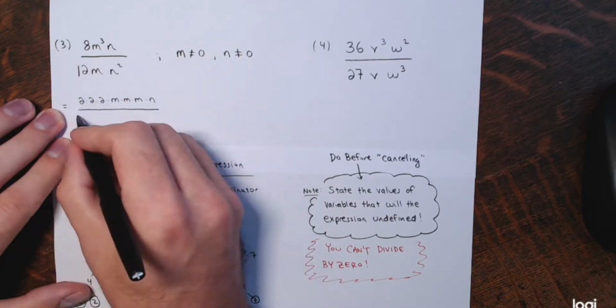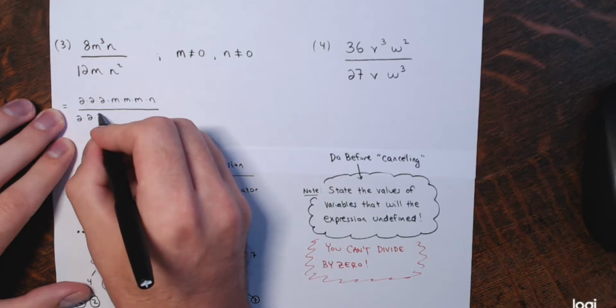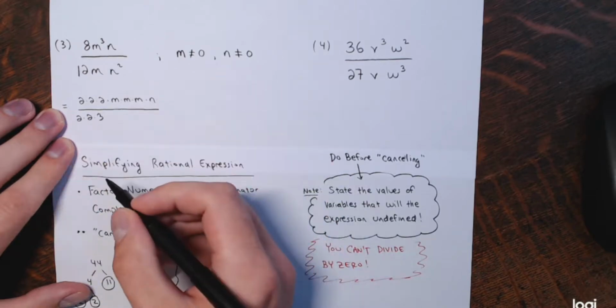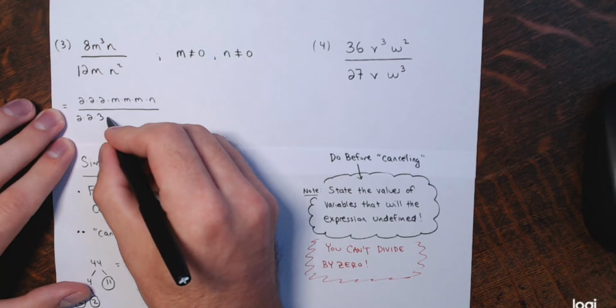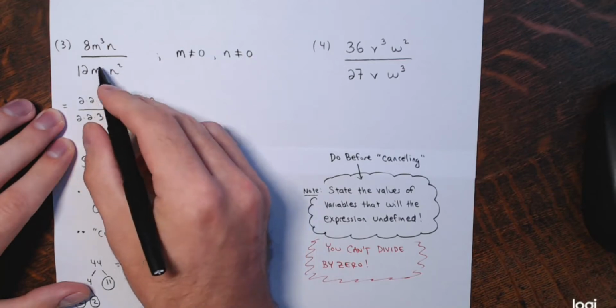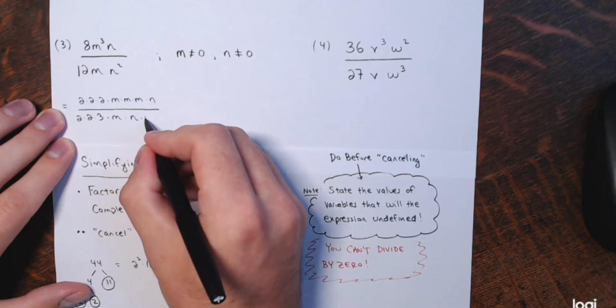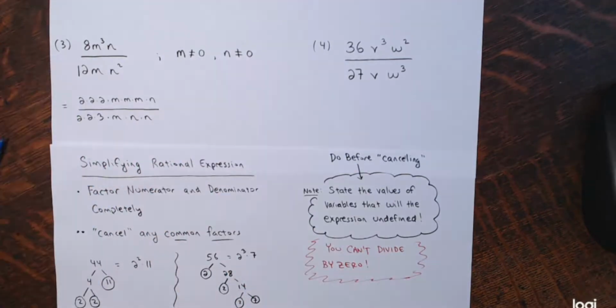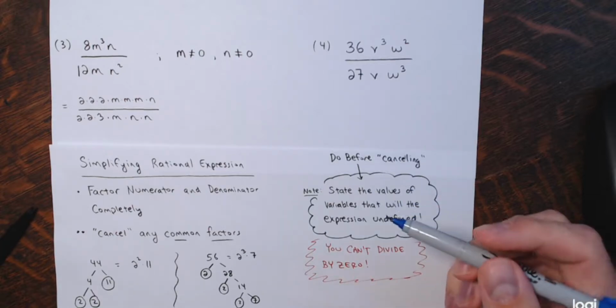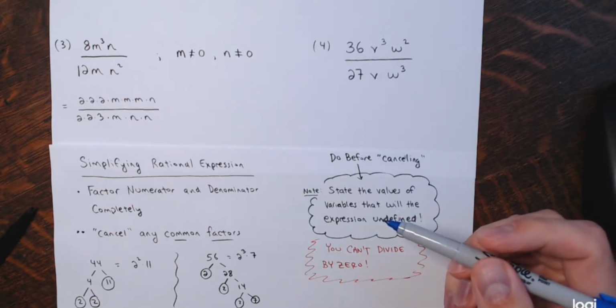12 is 2 times 2 times 3, right? 4 times 3 is 12. Times m, right? M to the first, times n squared. So times n, that's n squared. And now comes the canceling of common factors.